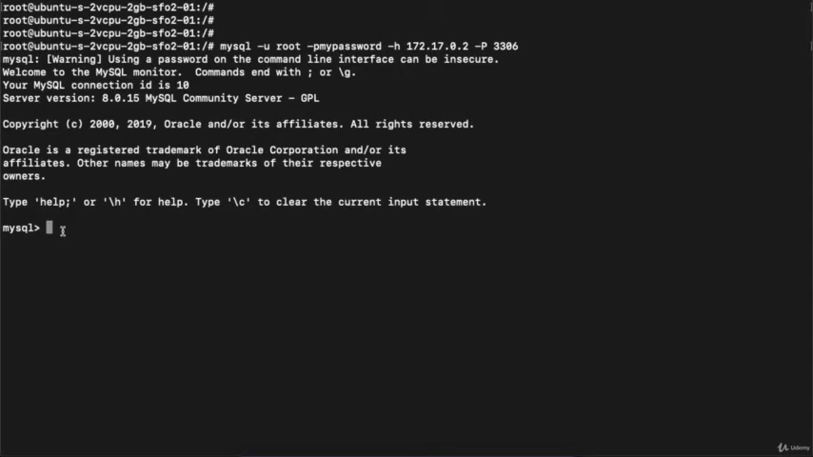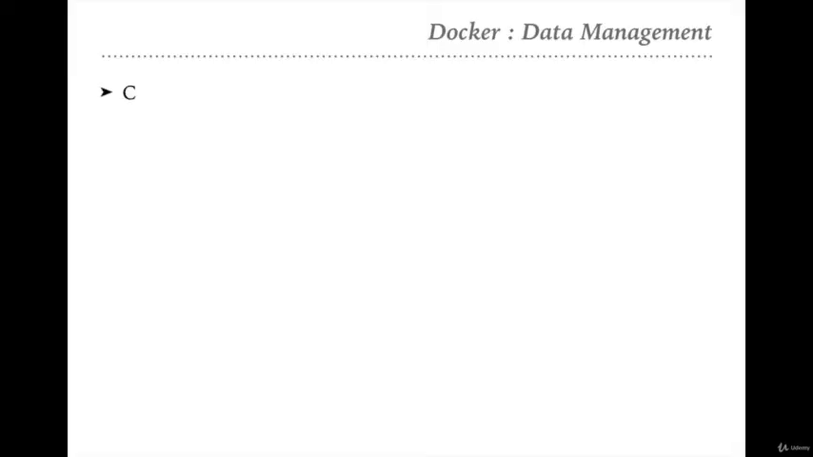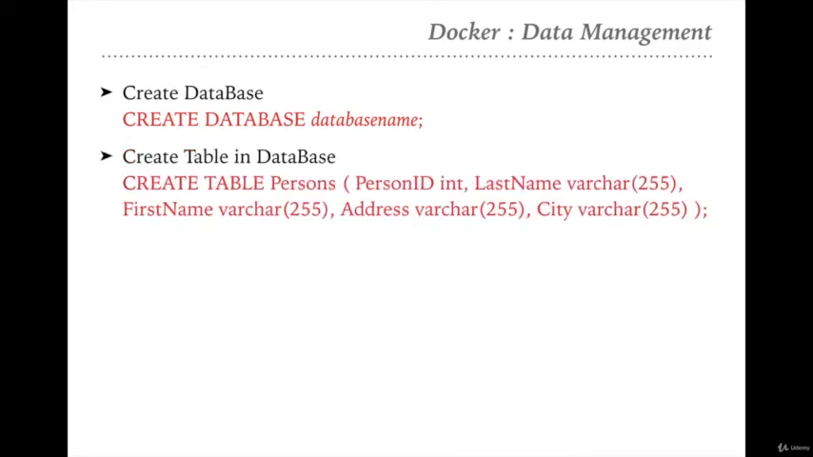Over here, we can do anything with the database. So suppose I'm going to create some data. I have listed all the commands on the slides, so you can go through the slides first. First we will create a database with the command create database and provide the database name. Then we'll create a table in the database, and the table name could be persons, which has 5 columns: person ID, last name, first name, address, and city.